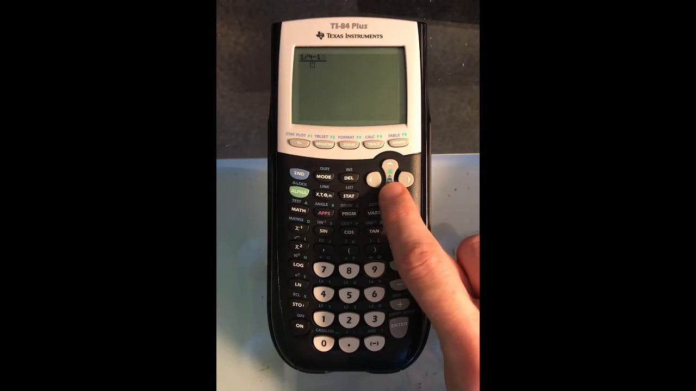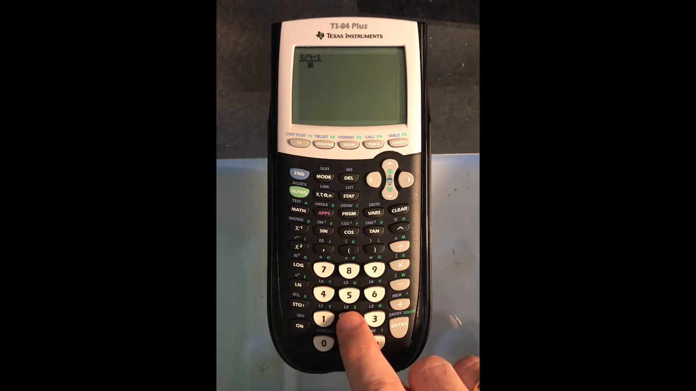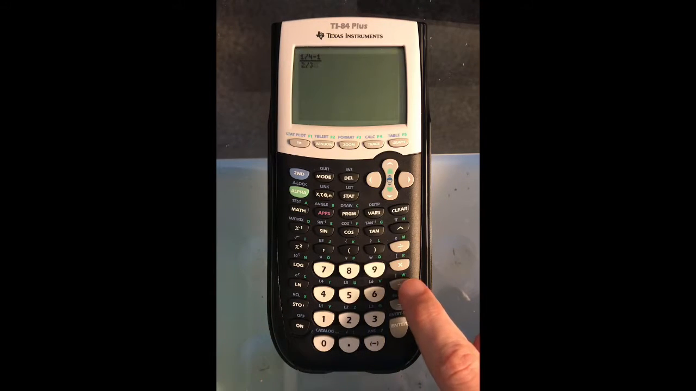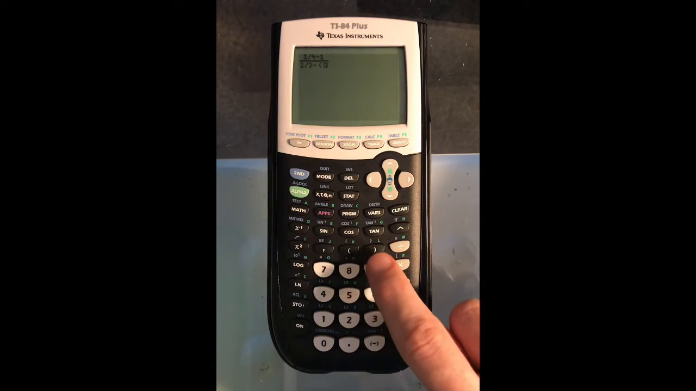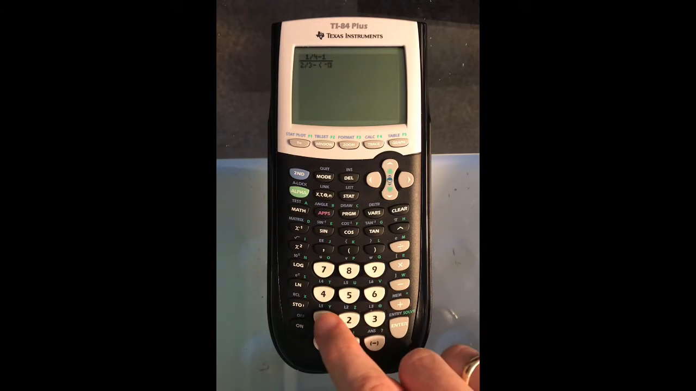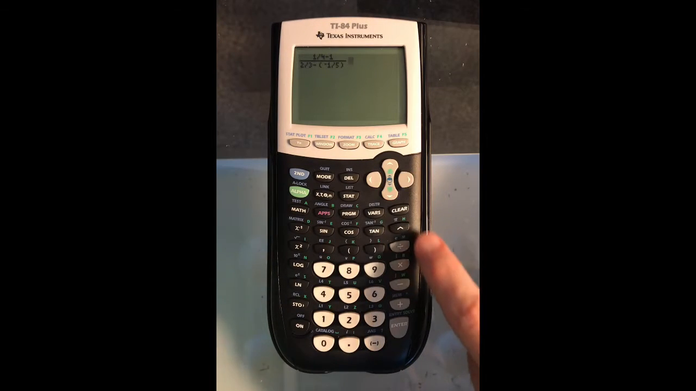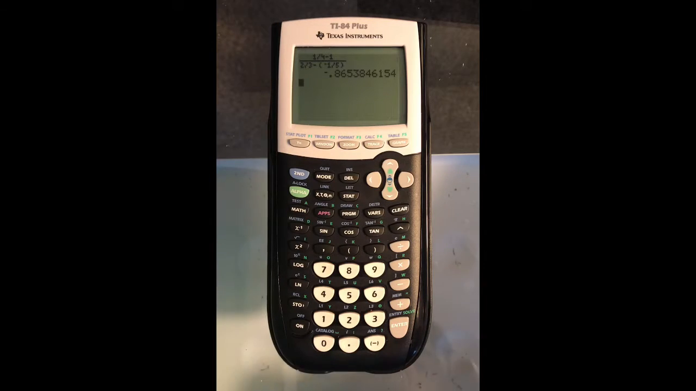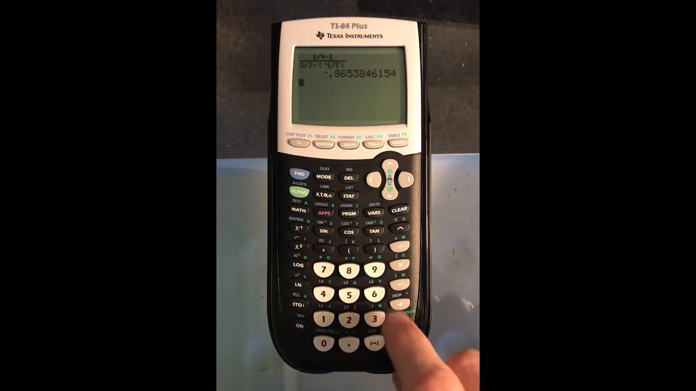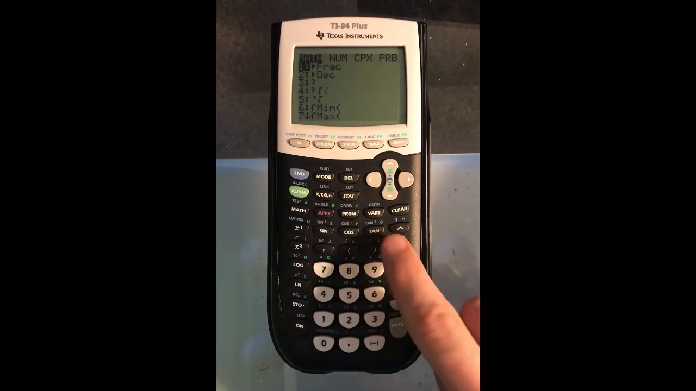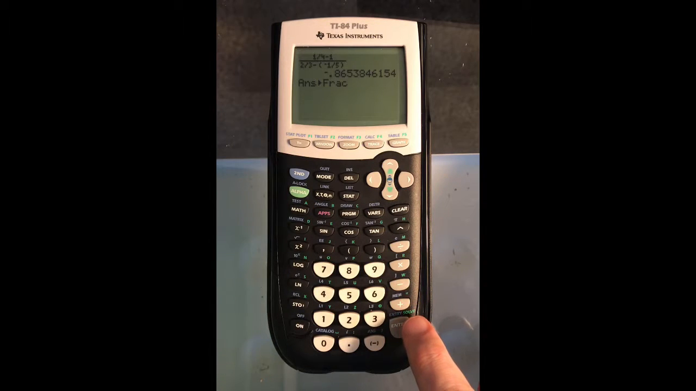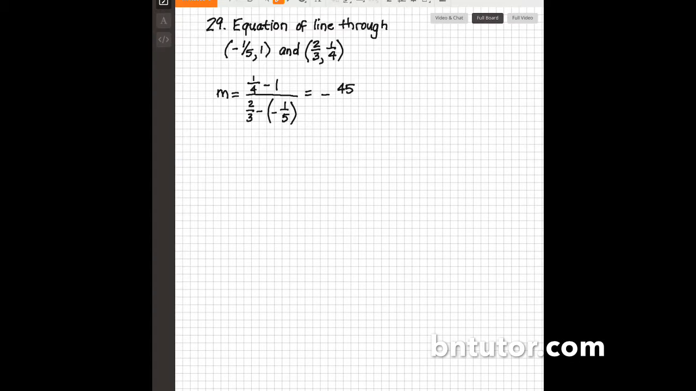1/4 minus 1 in the numerator, and then in the denominator it was 2/3 minus the -1/5. And after typing those numbers in, we can hit the enter key and find out that the result is a decimal. Now that's not very helpful, but we can convert it to a fraction by hitting the Math button, choosing the fraction command, and then hitting enter to find out that the result is -45/52.